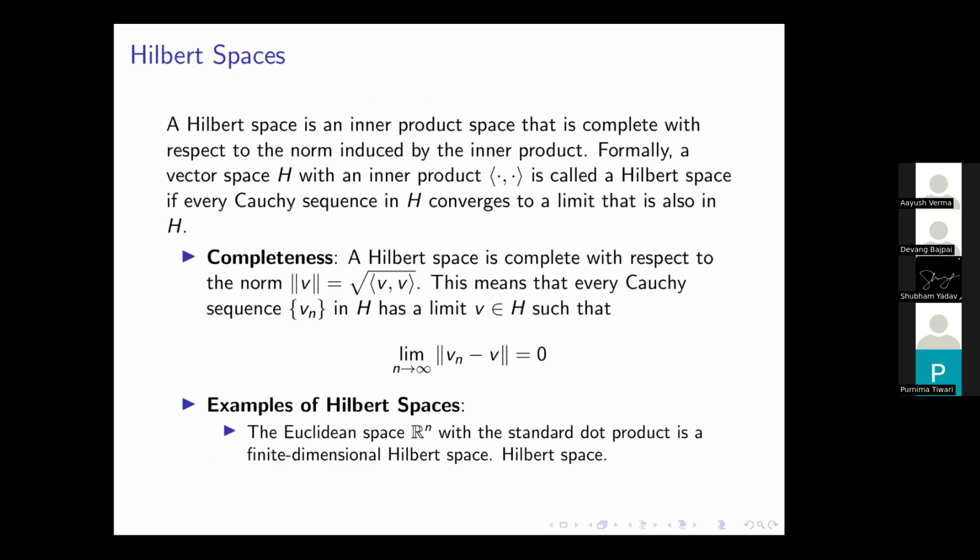So now we will talk about Hilbert spaces. What is a Hilbert space? A Hilbert space is an inner product space that is complete with respect to the norm induced by the inner product. Formally, consider a vector space H with an inner product, and perform the same action with the same vector. This will be called a Hilbert space.